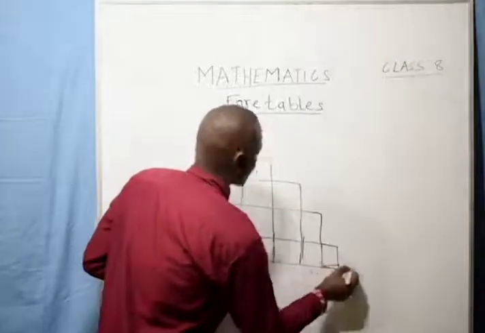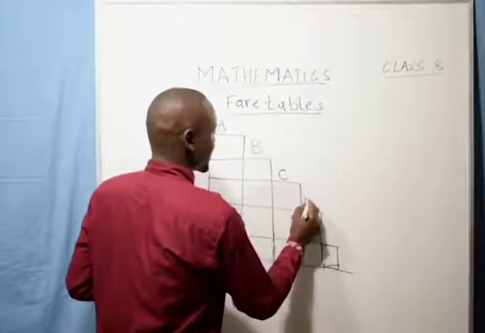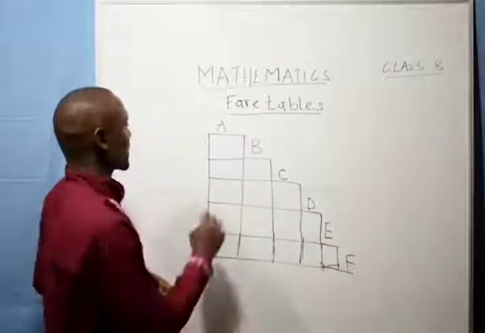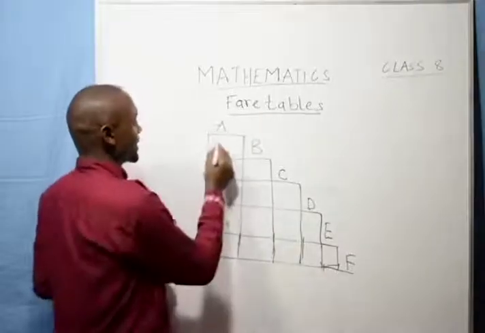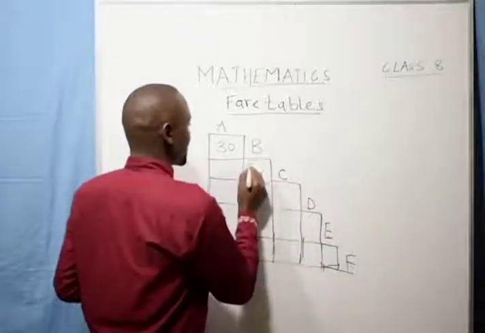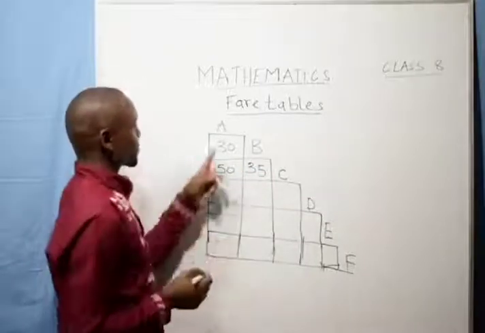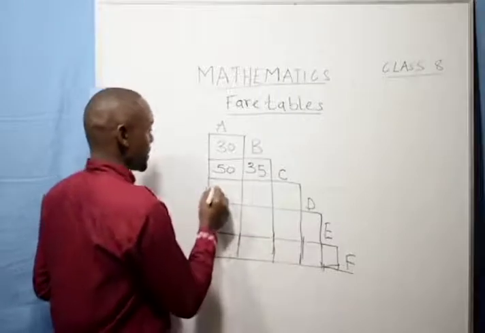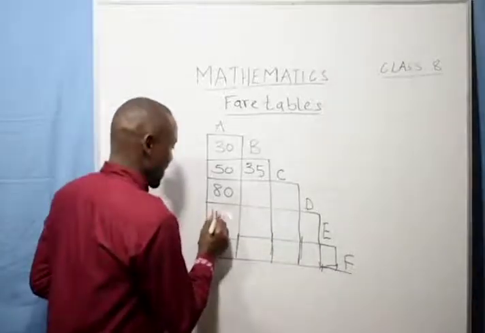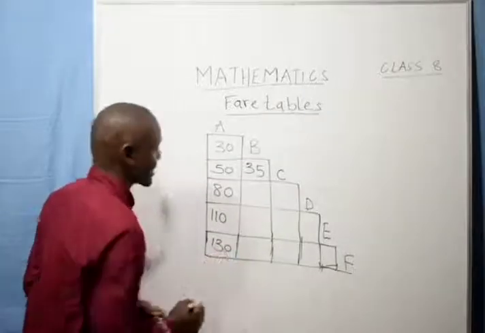So you are told this is town A, this is town B, town C, town D, town E, and town F. Then you can find that, for example, from town A to town B is 30 shillings. From town B to town C can be maybe 35 shillings. Then this one is maybe 50 shillings. From town A to town D, maybe around 80 shillings. From town A to town E can be around 110 shillings. Then from town A to town F can be around 130 shillings.